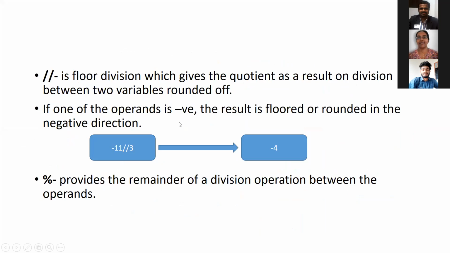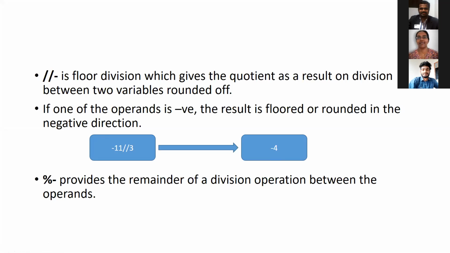So one value here is negative. If this value was positive, so if this was 11 floor division by 3, this should give you 3.66, which will be rounded to 3. Whatever the decimal value, it should give you 3. But when it is a negative value, it will not go in that direction. It will go to the negative extreme, so it rounds off to -4.